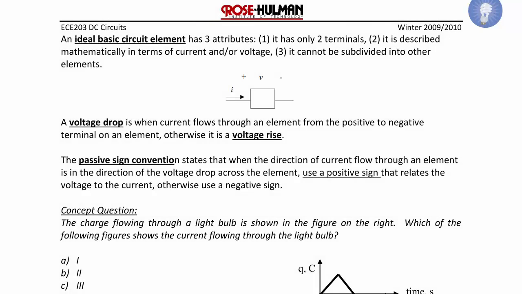An ideal basic circuit element has 3 attributes. 1, it has only 2 terminals. 2, it is described mathematically in terms of current and voltage. And 3, it cannot be subdivided into other circuit elements.